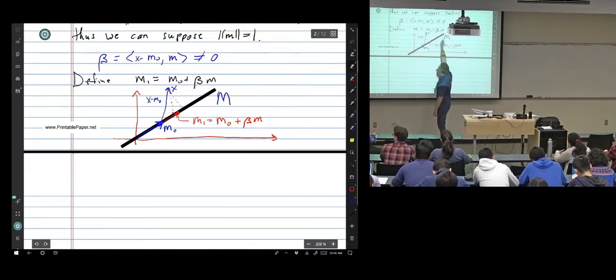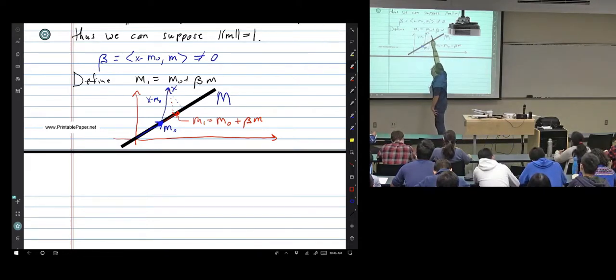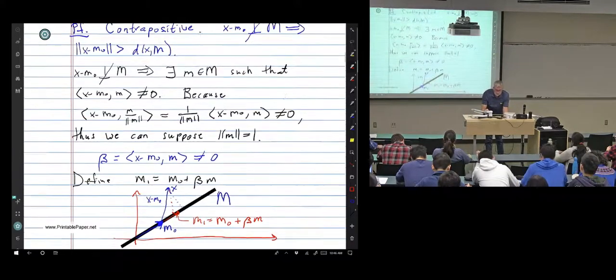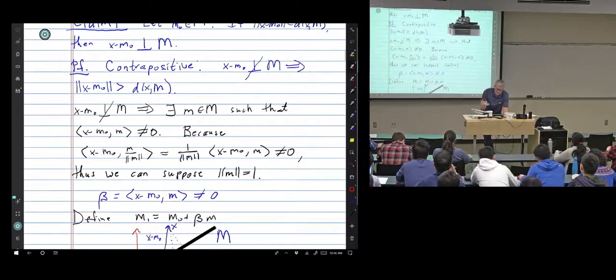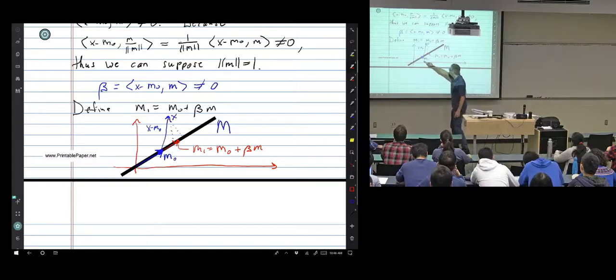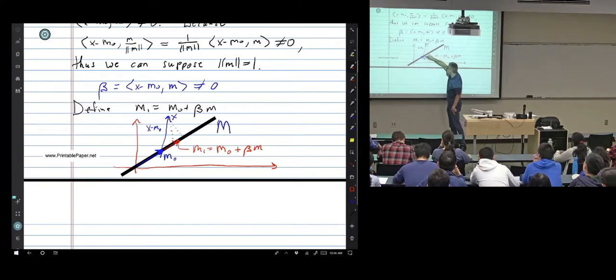Okay. I don't want M on both sides. The new point M1 is my original point, and then I'm going to move. What I'm going to show you is a little bit closer. Okay, so the whole idea of this proof is if I'm not orthogonal, I can define a new point that gets me a little bit closer and have a better approximate. Okay, so it's not going to necessarily be here, but it's going to be such that the length of this vector is shorter than the length of this vector. My approximation error is smaller. So let me prove that.